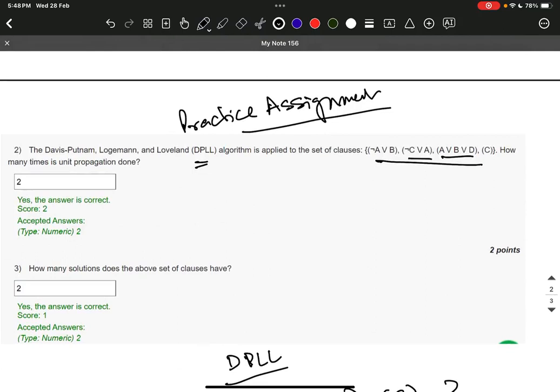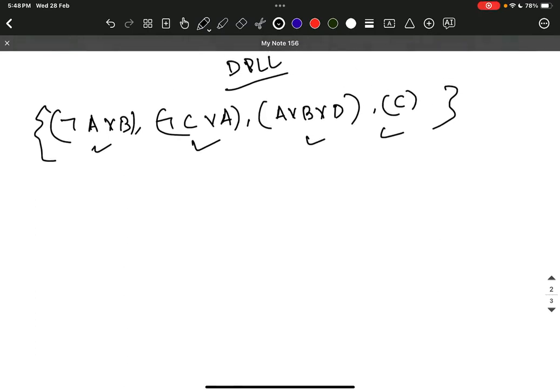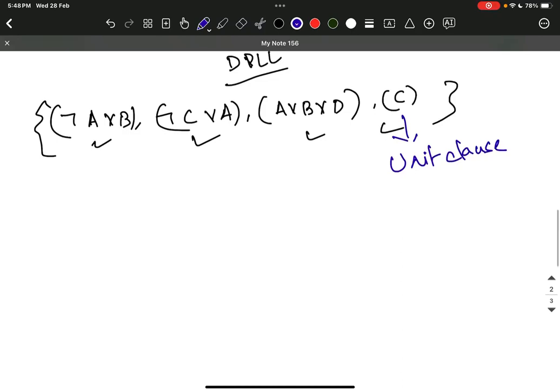Now what is it saying? How many times is unit propagation done? So how to do these types of questions? First we should know whether there is any unit clause. This is known as a unit clause. Whenever we are going to solve the DPLL algorithm, first we have to search for a unit clause. Keep in mind, there will be a unit clause. Do not worry about it.